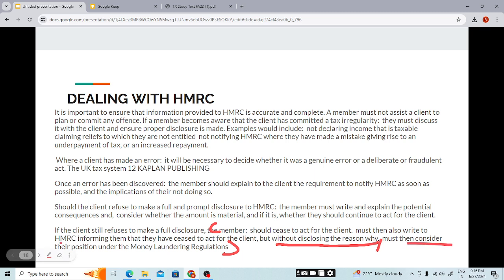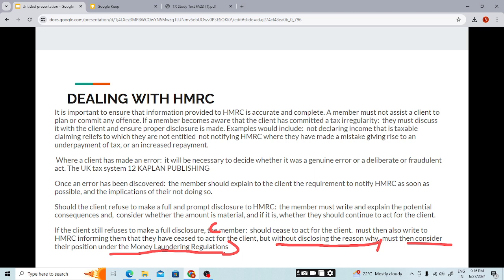Must then consider their position under the money laundering regulation. So your client has made an error. You will inform him that you must notify the HMRC and you must pay the tax. If not, you will have some implication. If your client still refuses to make the disclosure, then as a member, I need to resign. I must not act for the client, and I must provide in writing to the HMRC that I am ceasing to act for the client.